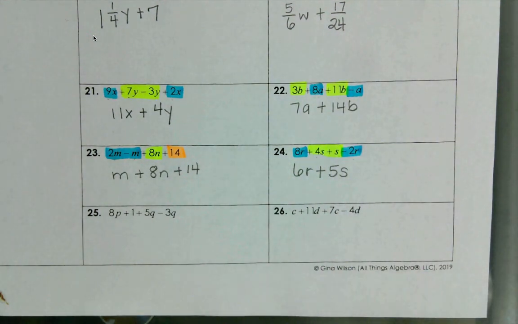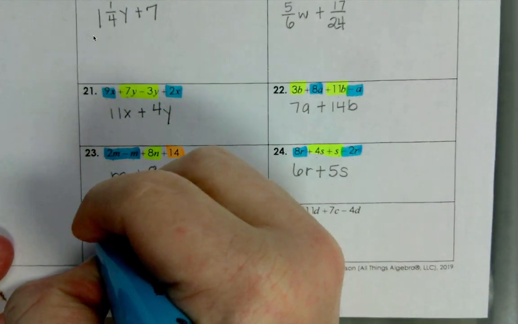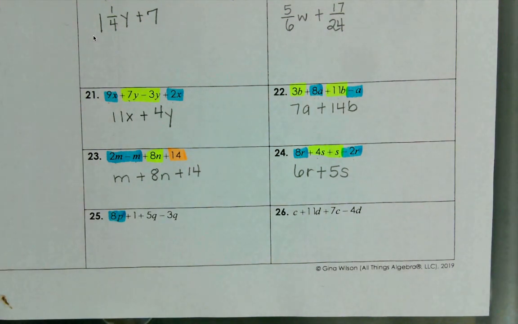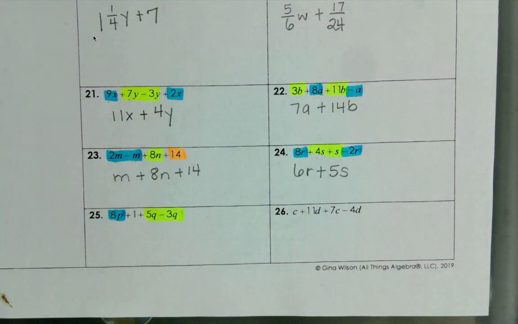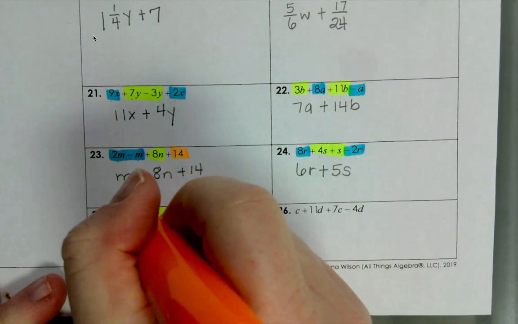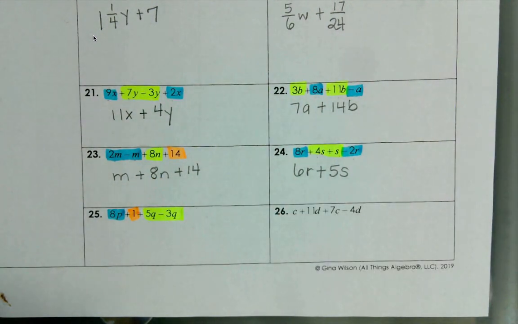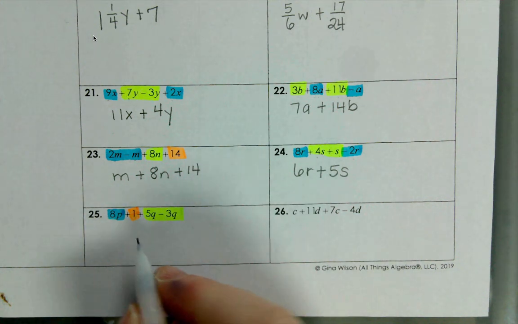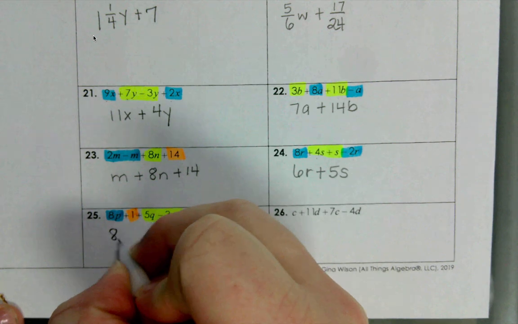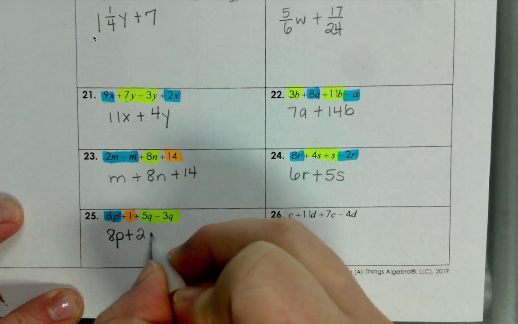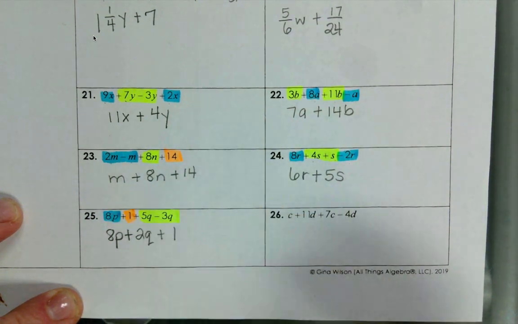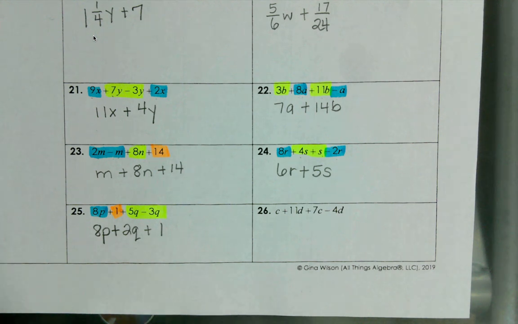Okay, so then I have an 8P, and then I have Q's, 5Q minus 3Q's, and then I have my third term right now, which is positive 1. So P comes before Q, so I have 8P plus, I have 5Q's minus 3Q's, that's 2Q's, plus 1. My last one, yay!